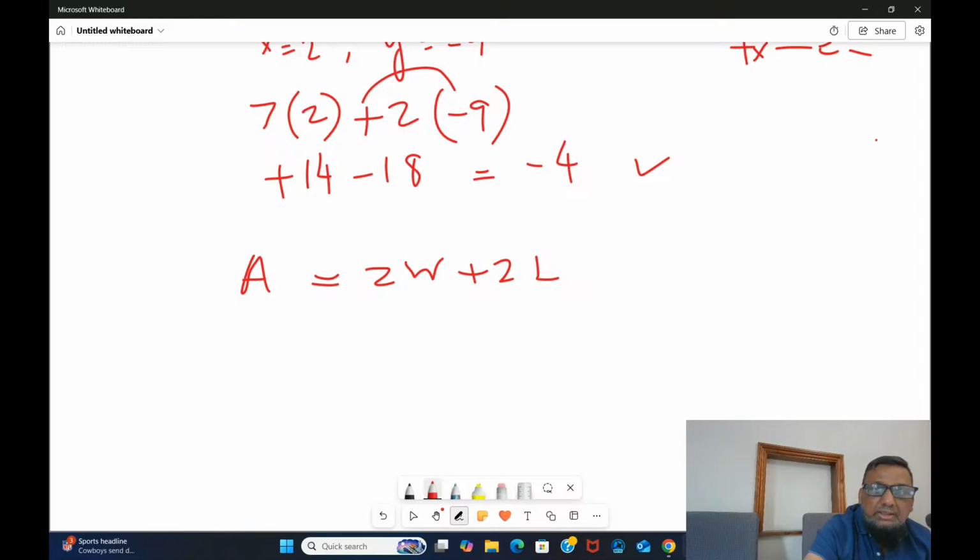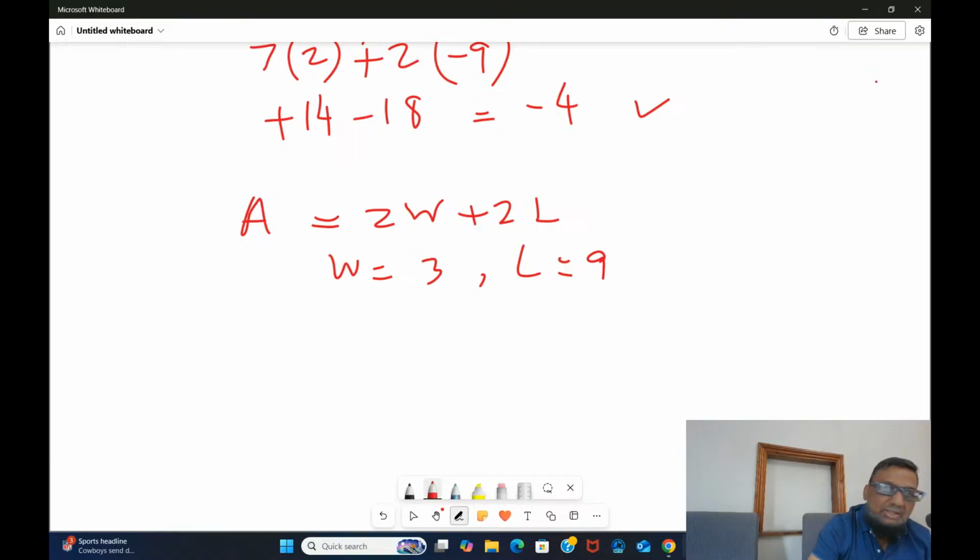W is given as 3 and the value of L is 9. So again, you need to substitute the values and write down the answer. The examiner is asking to find the value of A.